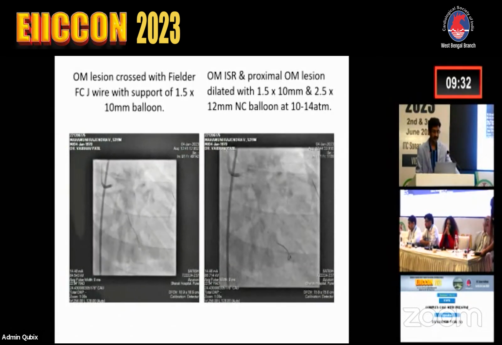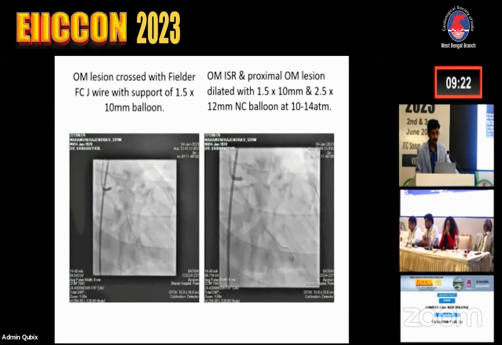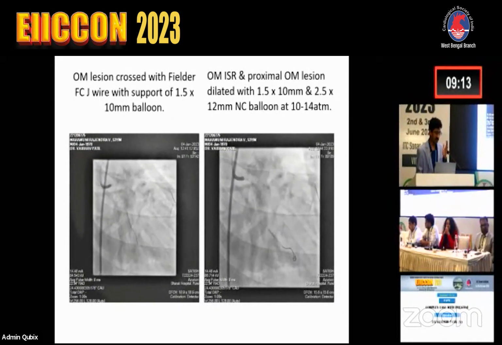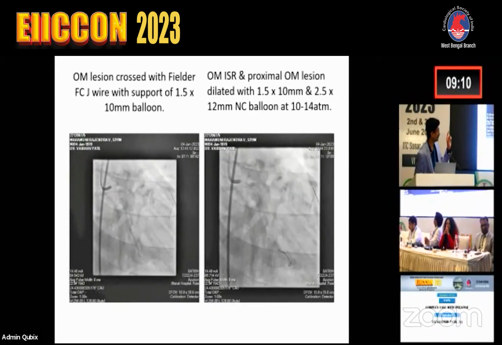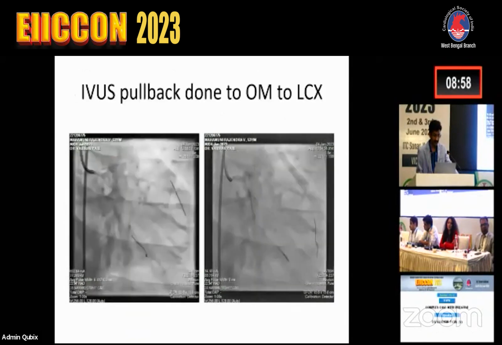So the OM1 was crossed with a filter FC wire, and then I dilated with a small 1.5 balloon. The thing was the patient had reports of 3 into 16 OM1, and this stent is not looking like 3 into 16. So I was in doubt. So that's why I wanted to do IVUS for this. So what stent to put? For better optimization, I have taken IVUS as an imaging technique.